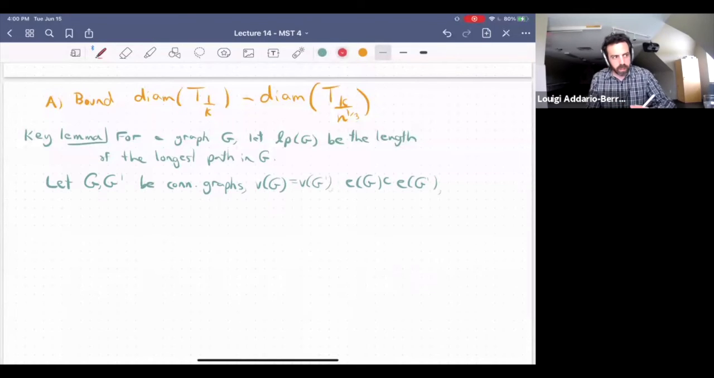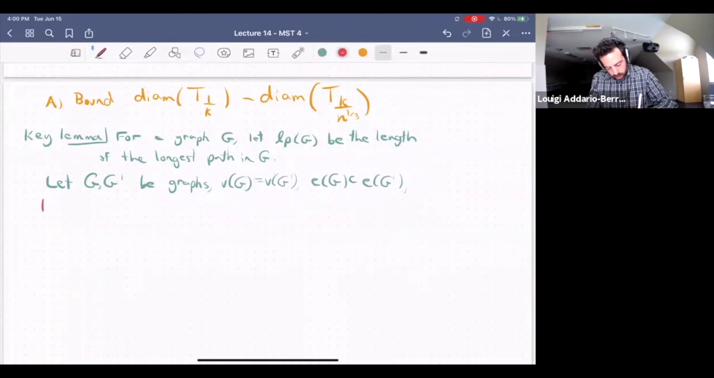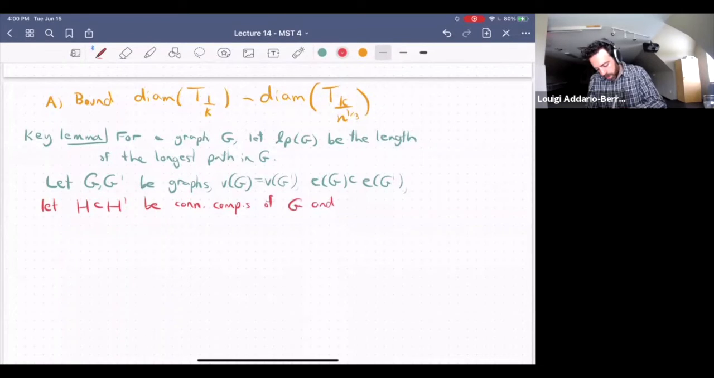Okay, and I'll look at, so these don't need to be connected, just graphs. Now I'll look at connected components of these graphs. So let H and H prime be connected components of G and G prime.